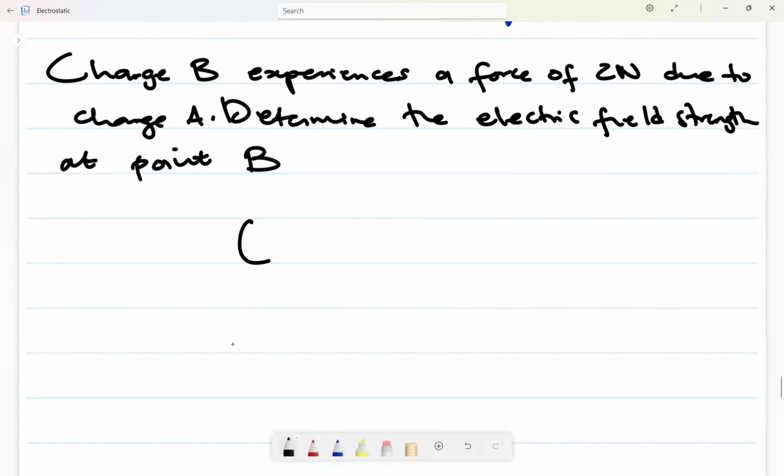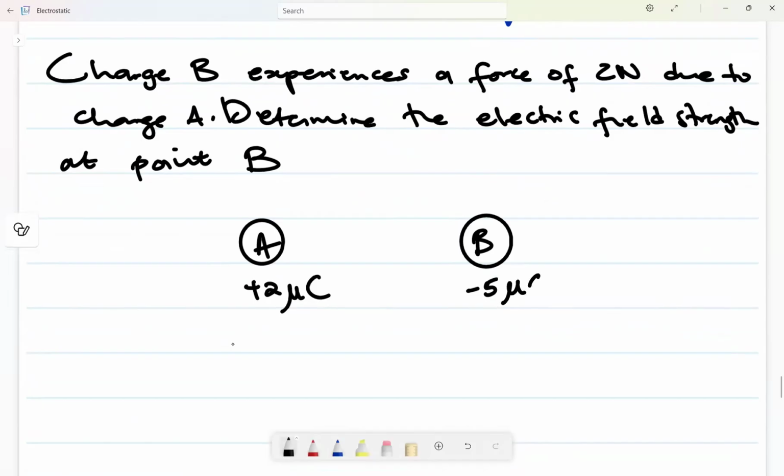Let's try to draw that. Let's say this is A, this is B, then this one is a positive 2 coulomb, this one is negative 5 coulomb. We are told that charge B experiences, the experiencer, we are going to calculate for the experiencer, a force of 2 newtons due to charge A. So let's find the electric field strength at point B.